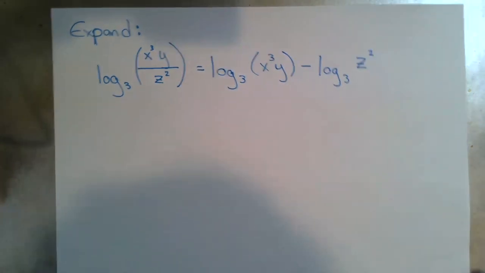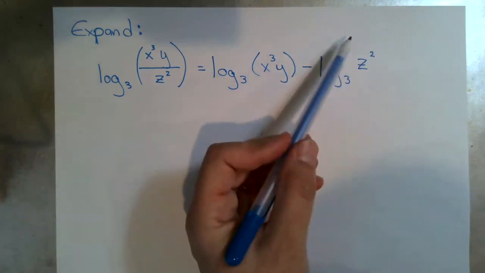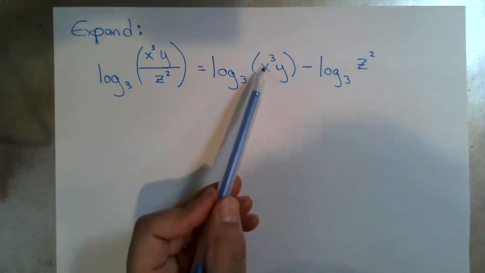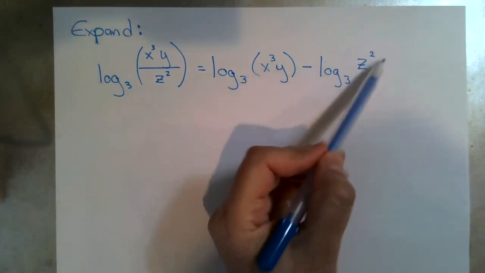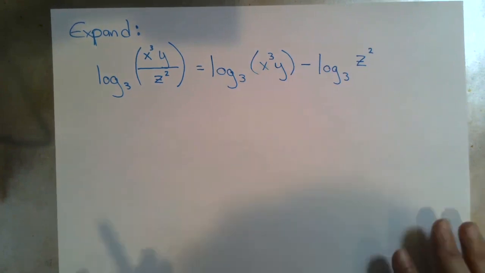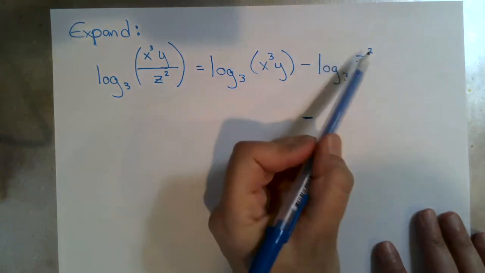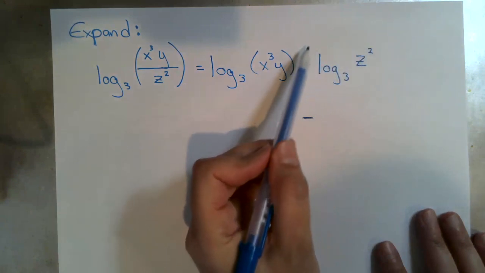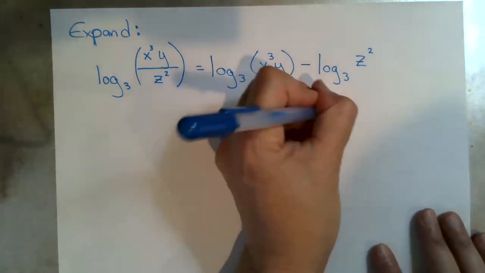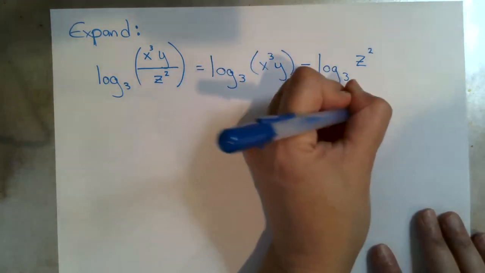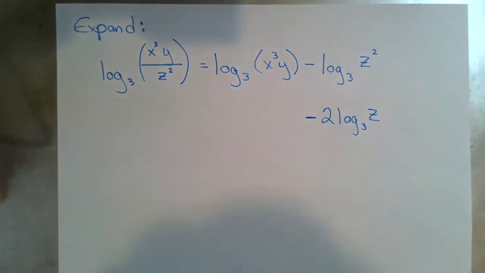All right, so now let's do this term first because it's just sort of a single term, whereas this we see multiplication. So here we have a power. So let's apply our power rule. So this part of things is minus that exponent swings to the front and becomes multiplication, 2 times log base 3 of z. And this term is now fully expanded.